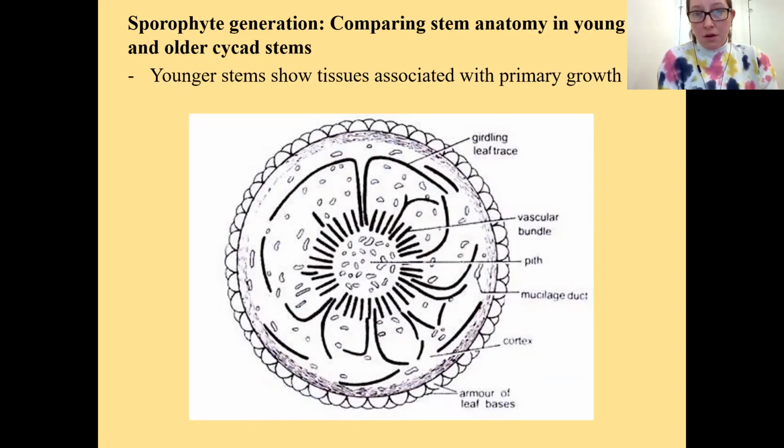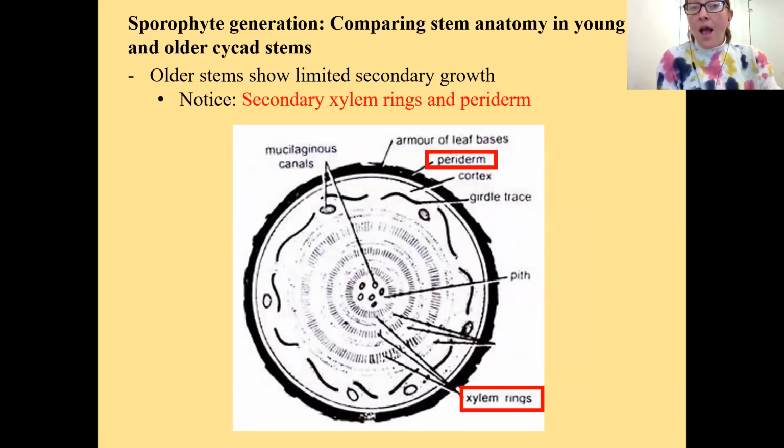All right. So here's a younger cycad stem where we see tissues that indicate primary growth, right? Like pith, cortex. But when you look at an older cycad stem, you'll see the structures that are parts of secondary growth. For example, you'll start to see these secondary xylem rings. See, here's one, here's another one. No more primary xylem and primary phloem. And the phelloderm, which we'll talk about another time.